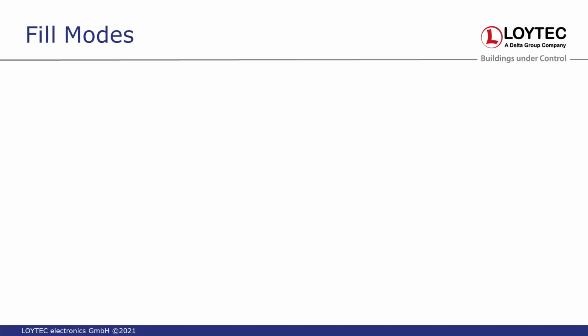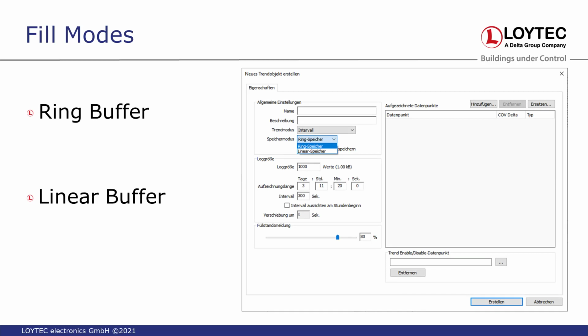Let us look into the storage modes of a trend. There are two storage modes for trends, ring buffer and linear buffer. The storage modes essentially determine how the set log size is maintained, as well as which order the log items are stored if the set log size is exceeded.